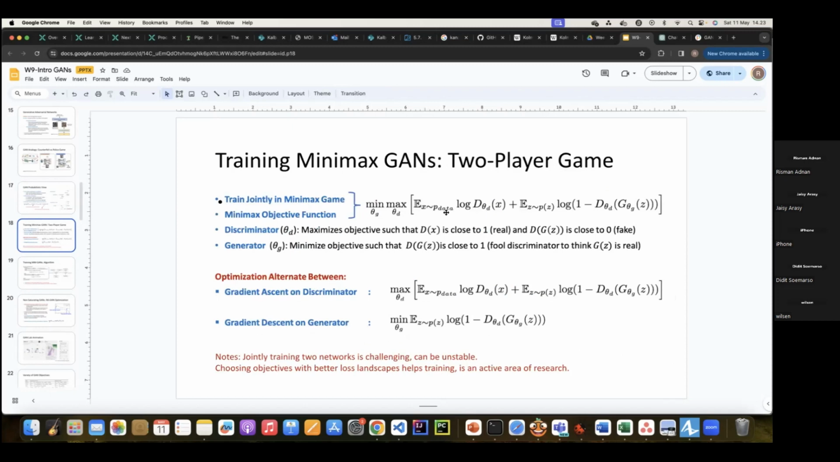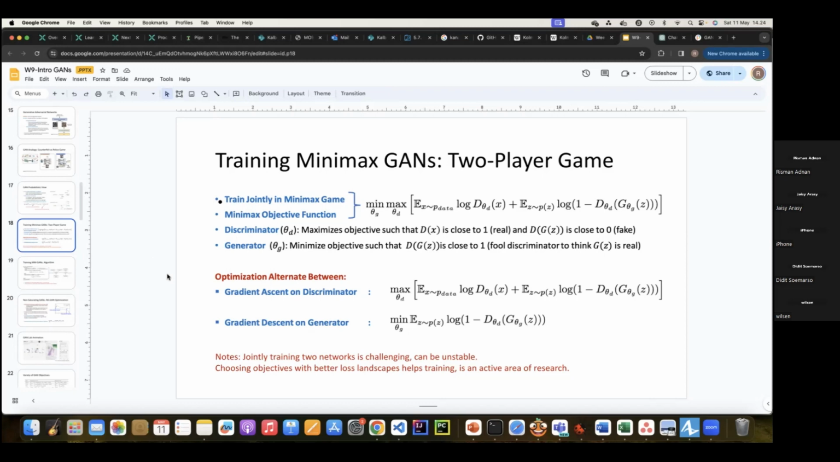So once we have the min-max objective, how do we do stochastic gradient descent? Min-max means that in one direction you minimize over theta G, the generator weight parameters, and in the other direction you maximize over theta D, the discriminator weight parameters, with this objective. So the discriminator with parameter theta D maximizes the objective such that D(X) is close to 1, which is real, and D with input G(Z) is close to 0, which is fake. And the generator minimizes the objective. Yeah, so one is minimizing, one is maximizing, like a zero sum game.